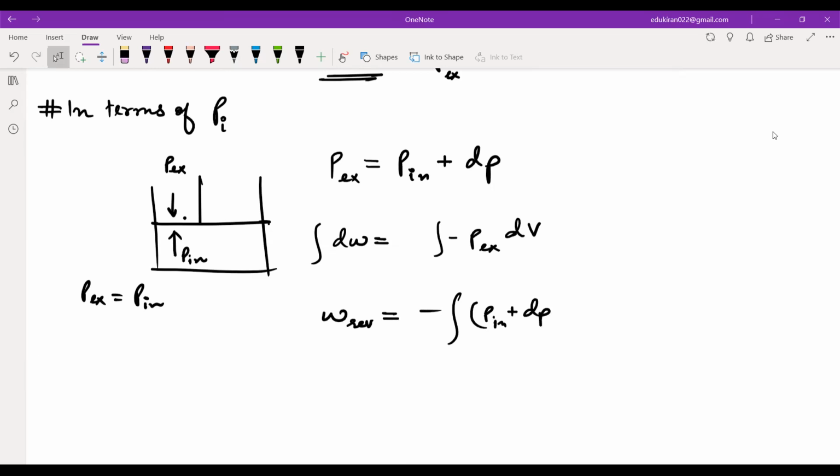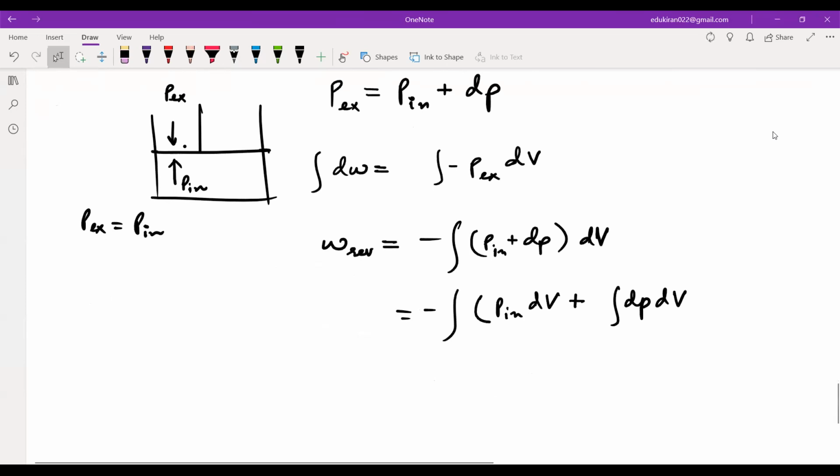Yes or no, guys? P internal plus dP times dV, and this will be equal to minus of the integration of P internal times dV, plus the integration of dP times dV. Yes or no? Any problem till here, guys? No problem till here.